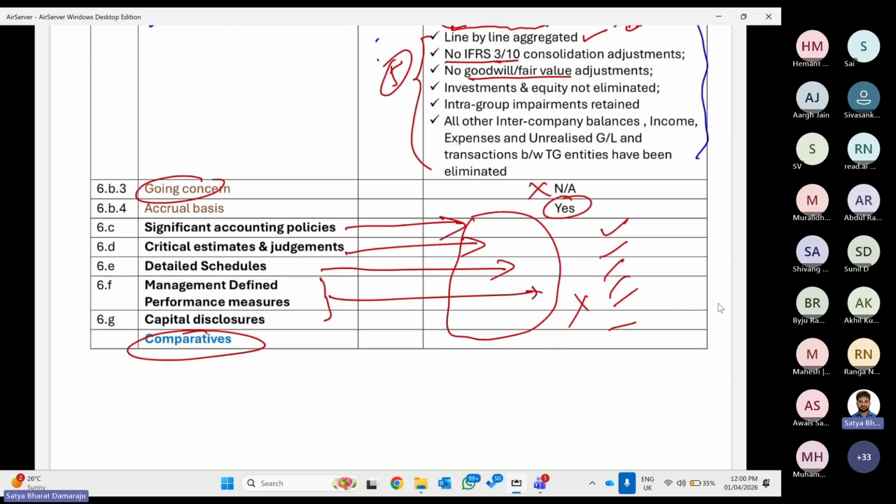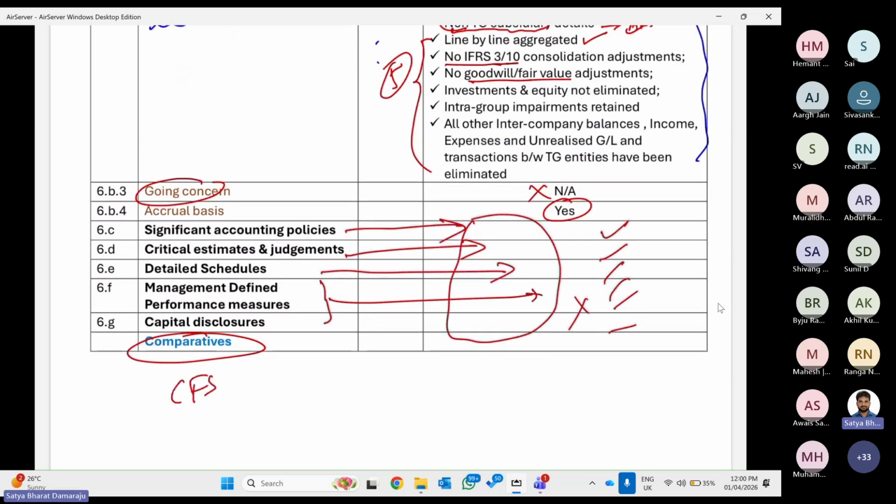Comparatives, as I was mentioning already, in the CFS we might have given 24, 23 as comparatives, but now we are preparing a fresh. So 25 we'll prepare anyways. Do we need to give the comparatives? Yes, we require to give the comparatives, provided in 2024 also we have the tax group formed. So from the first period of the tax group, we have to provide.